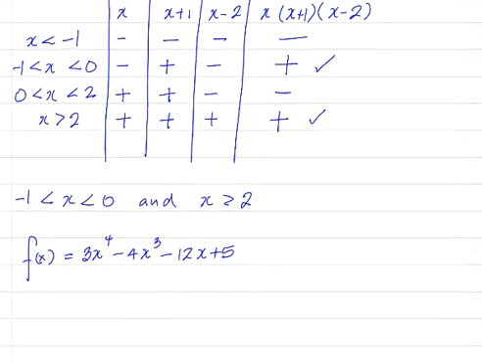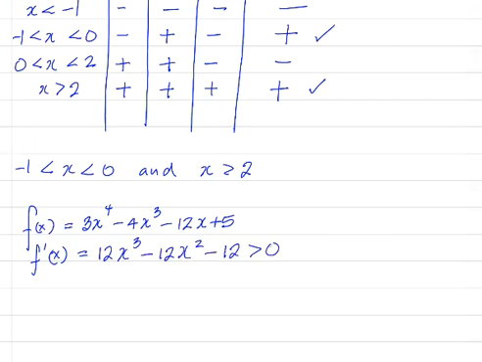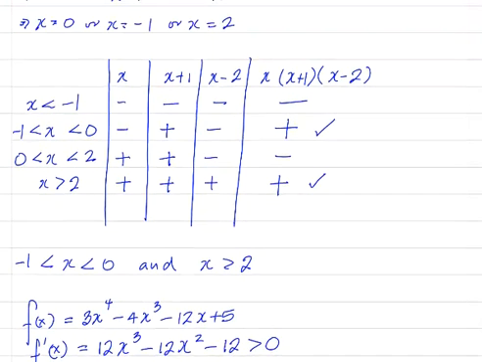First of all, a function is increasing if the first derivative is greater than 0. So let's find the first derivative, f prime of x, which is equal to 12x to the third minus 12x squared minus 12. This must be greater than 0 for the function to be increasing.